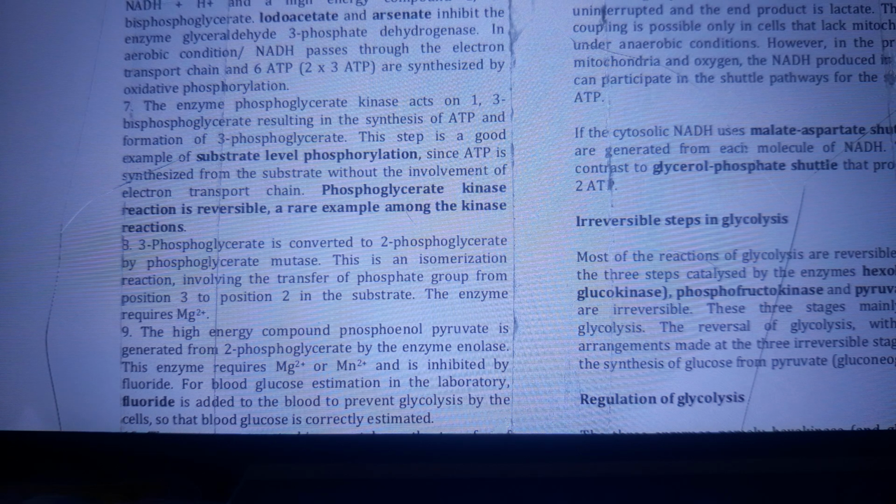This enzyme brings about two reactions, namely oxidation, where the hydrogens transfer to NAD, and phosphorylation. Iodoacetate and arsenate inhibit the enzyme glyceraldehyde 3-phosphate dehydrogenase. In aerobic condition, NADH passes through the electron transport chain, and 2 or 3 ADPs are synthesized by oxidative phosphorylation.